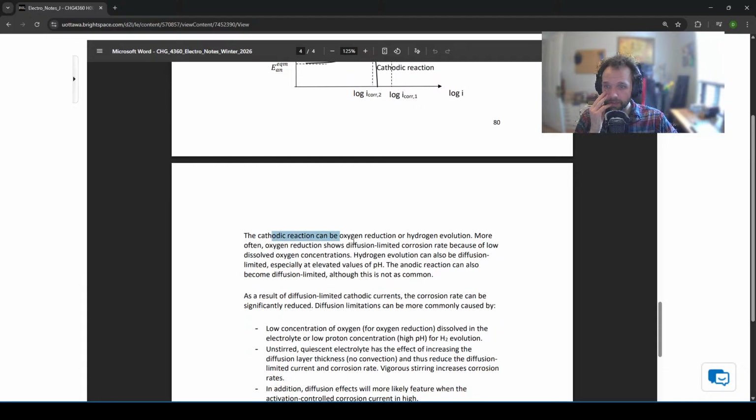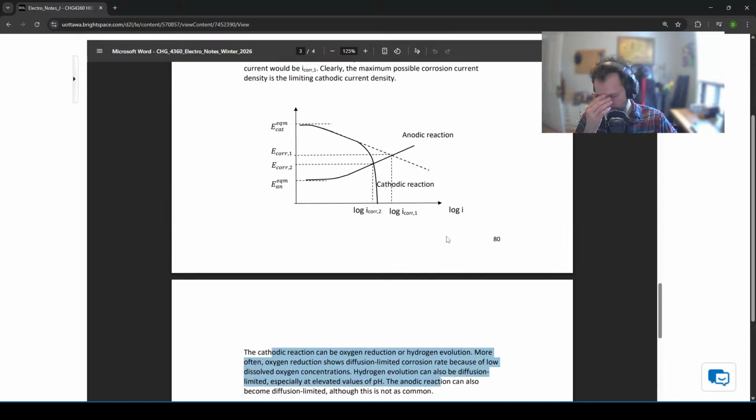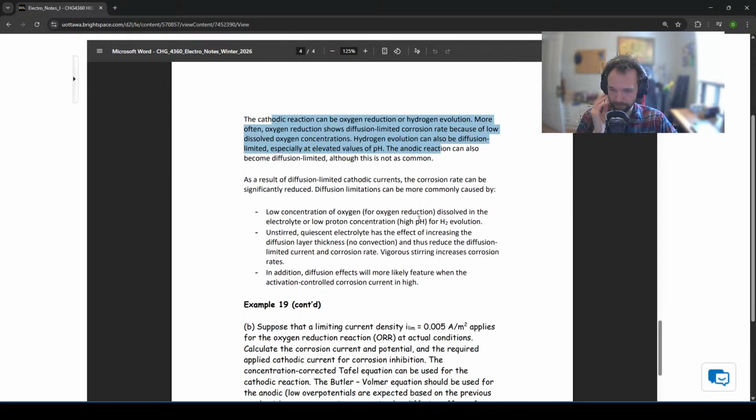The cathodic reaction can be oxygen reduction or hydrogen evolution. More often, oxygen reduction shows diffusion limited corrosion rate because of the low dissolved oxygen concentrations. Hydrogen evolution can also be diffusion limited, especially at elevated levels of pH. The anodic reaction can also become diffusion limited, although this is not as common. The anodic is the dissolving of the metal into ions. As a result, with diffusion limited cathodic currents, the corrosion rate can be significantly reduced.